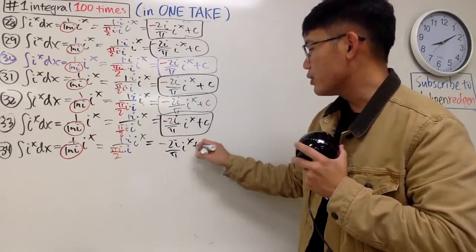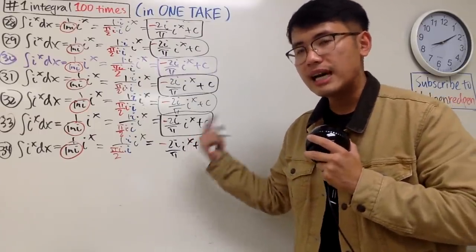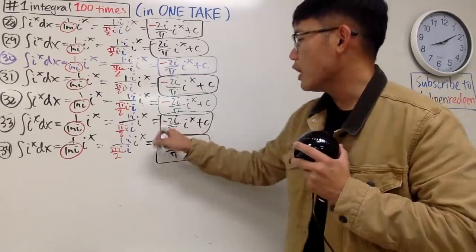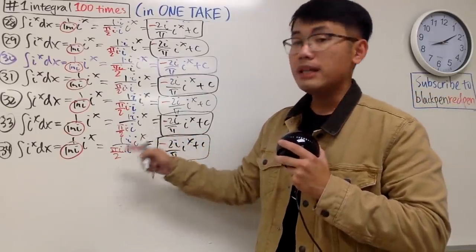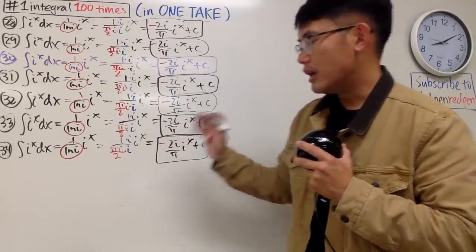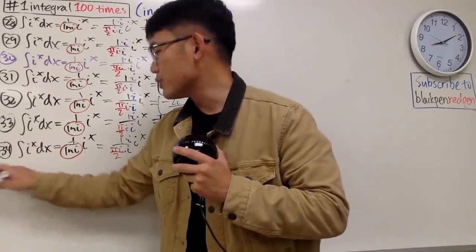So that's it. I'm not going to play around with the exponent, even though you can write this as i to the x plus 1 if you would like. Or you could have done this as i to the x minus 1 if you would like, but I'm not going to do that. I will just leave it to you guys.